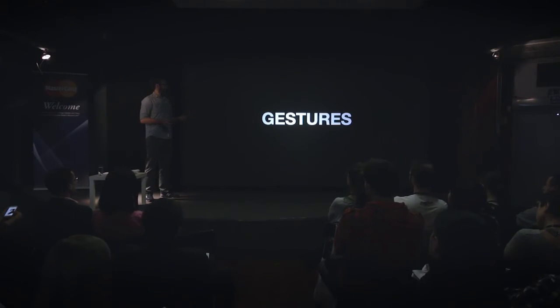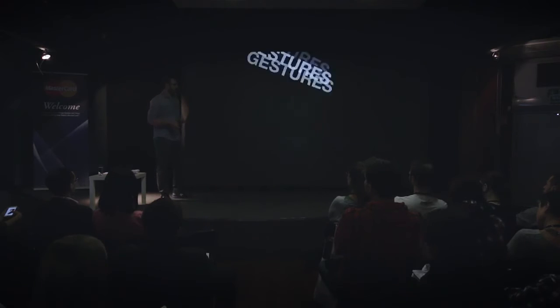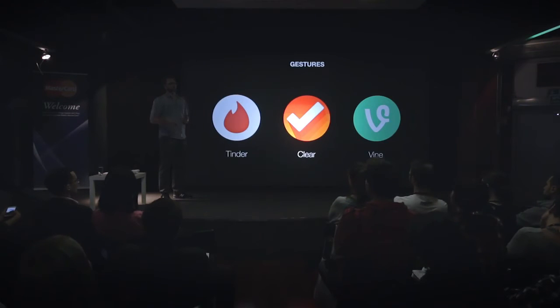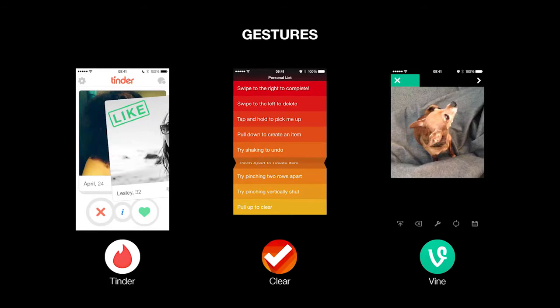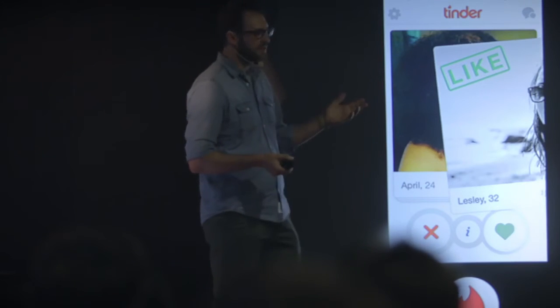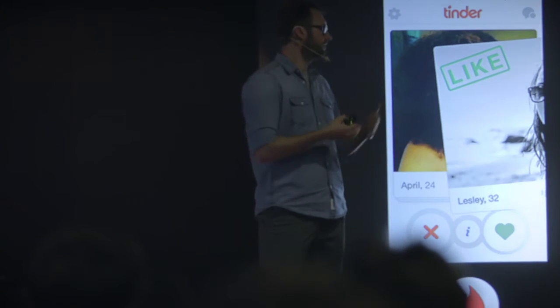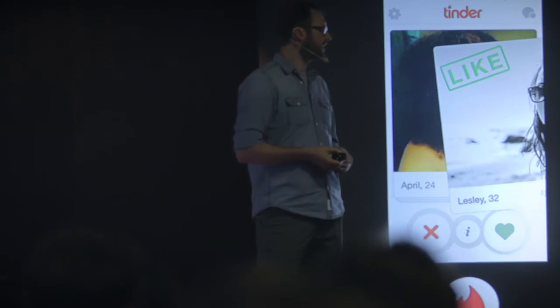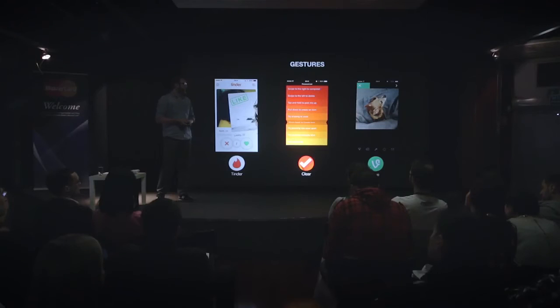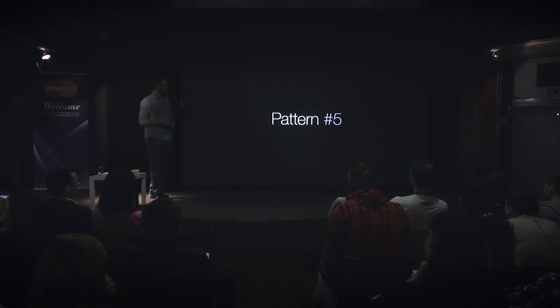Pattern number 4, gestures. A very simple and popular one, but it became the trademark only for a few apps. Of course, not only these ones. We've got Tinder with its best known swipes, swipe left, swipe right to like or dislike the person. We've got Clear, which is a to-do app, and you can do almost anything in this app only with gestures. Or Vine, which also uses very nice interactions to allow you to record looped videos.